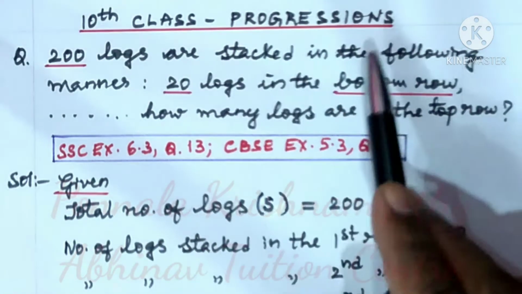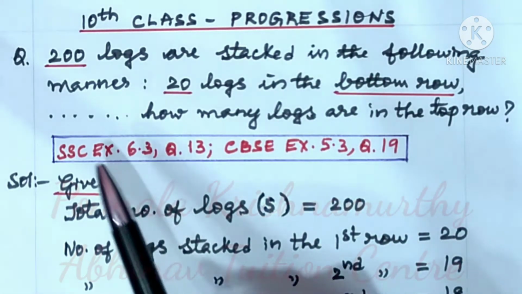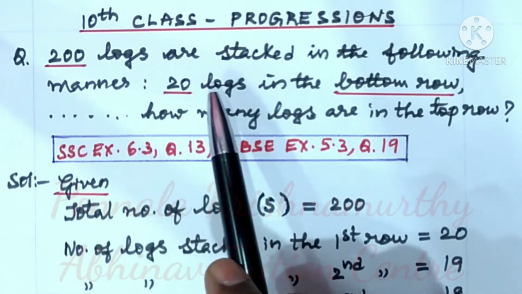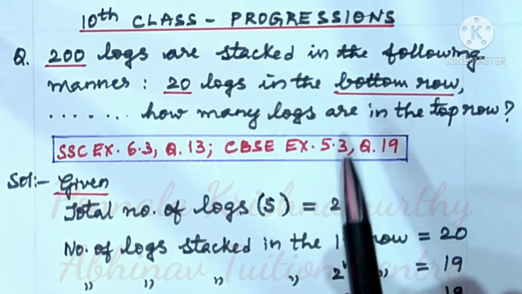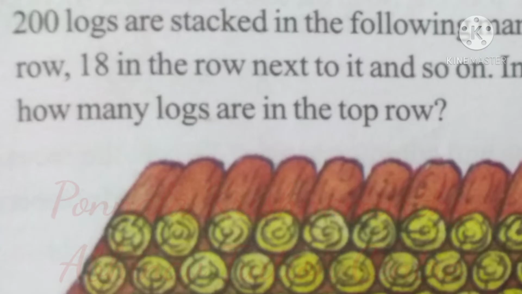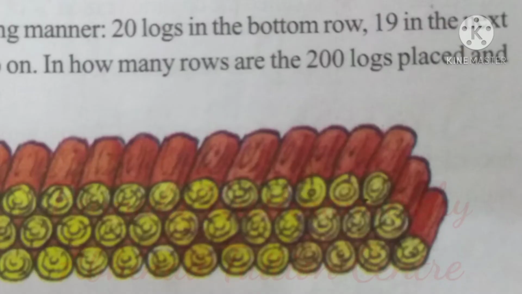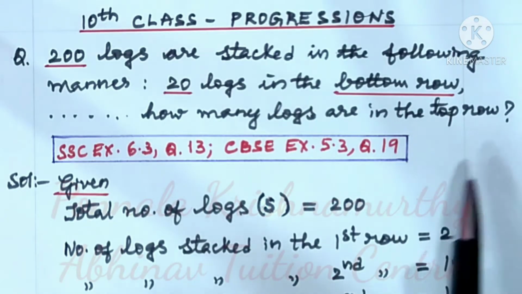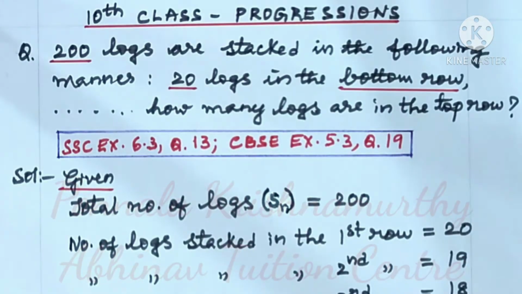10th class progressions. 200 logs are stacked in the following manner. 20 logs in the bottom row, 19 in the next row, 18 in the row next to it, and so on. In how many rows are the 200 logs placed and how many logs are in the top row? This is the question.